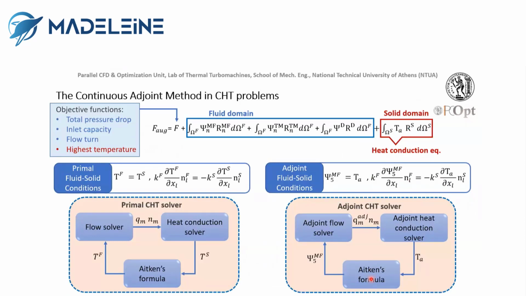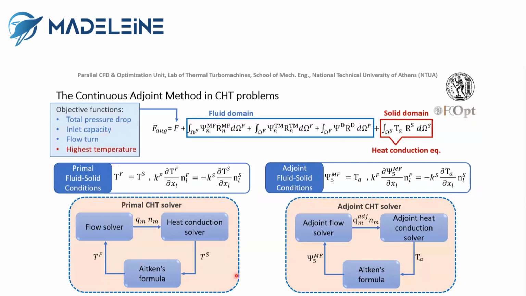In the development of the continuous adjoint for conjugate heat transfer problems, we have the part that depends on the fluid domain, which is the blue part. We have the mean flow equation, the turbulence model, the distance equation, and the part that depends on the solid domain. This is the red. Depending on the optimization study under consideration, one or more objectives are defined and used.